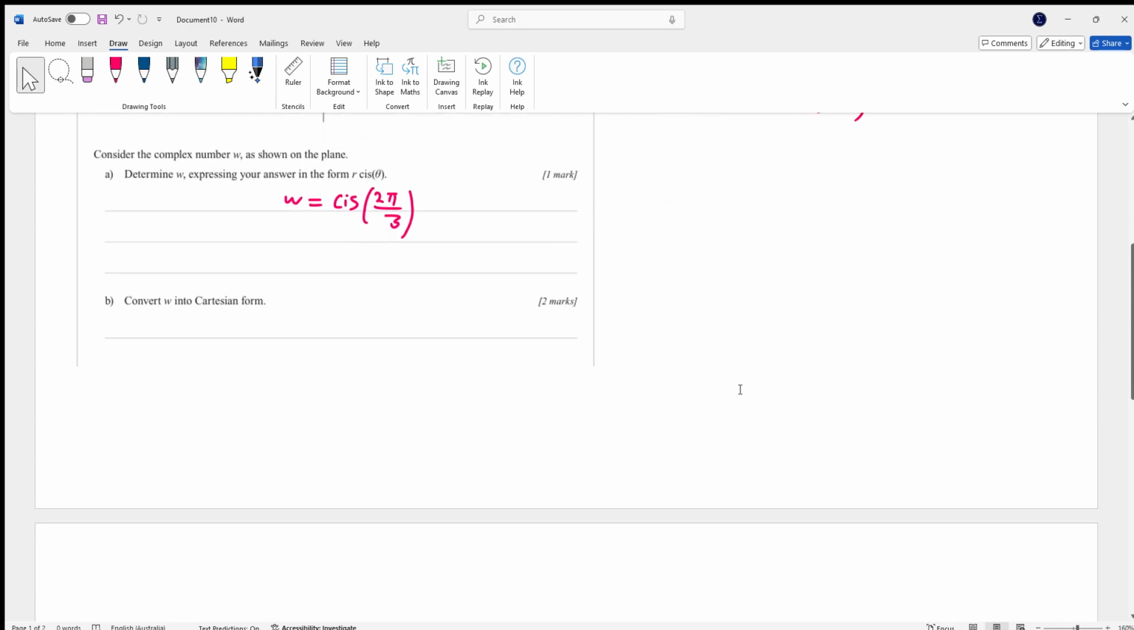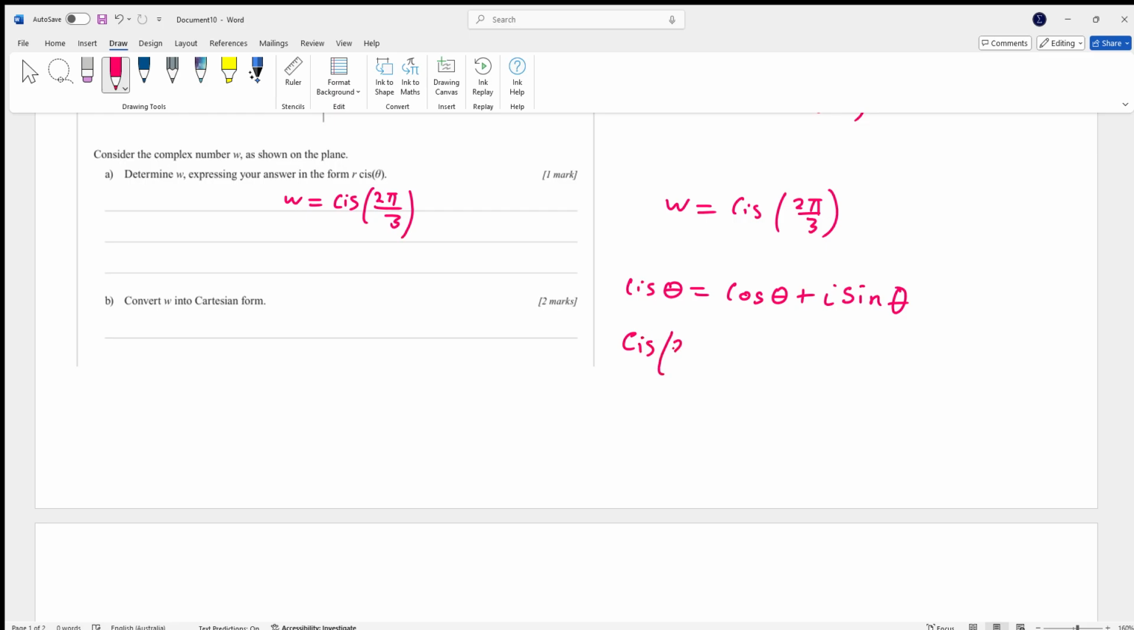Okay, all right. B, convert to Cartesian form. So if W is cis 2 pi over 3, we've got to remember cis theta stands for cos theta plus i sine theta. In this situation it's exactly the same thing, except instead of theta, it's 2 pi over 3. Now remember, this is non-calc. So cis 2 pi over 3 equals cos 2 pi over 3 plus i sine 2 pi over 3.